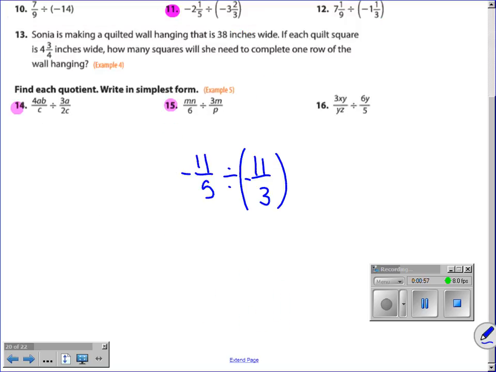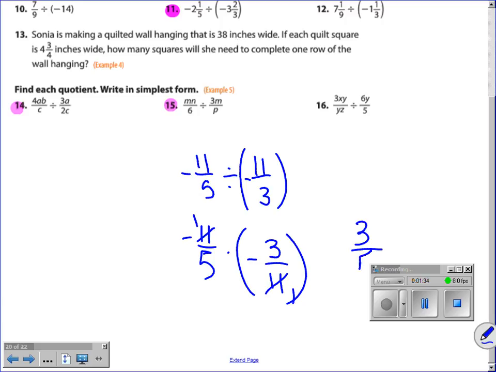Now, how again do we solve a problem like this? Leave the first one, then change the division to a multiplication sign, and then flip the second fraction. So we're still going to have a negative 3 over 11. Now, cross simplify when possible. So 11 goes in here once, 11 goes in here once. Can't cross simplify this. So 1 times 3 is 3. 5 times 1 is 5. And a negative times a negative is a, everyone?